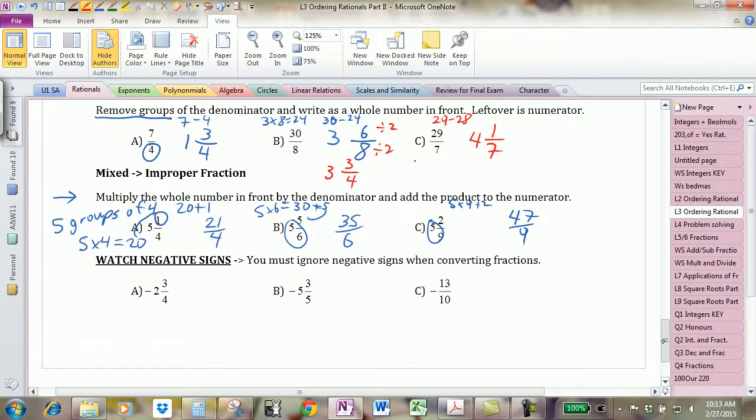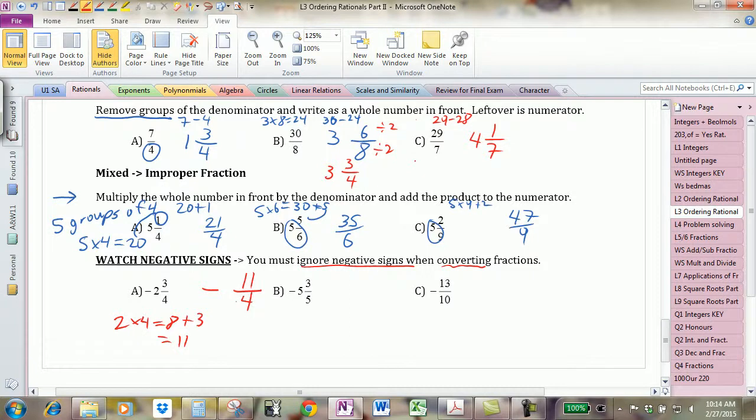Watch negative signs. So when you're converting, you must ignore negative signs when converting. It's just the overall value of the fraction. It has nothing to do with converting. So when we're converting this guy, I only focus on what I just circled. I want to ignore the negative sign. So I'll start with a negative sign, but I won't do any math with it. So I will simply go positive 2 times 4 equals 8. 8 plus positive 3 equals 11. No negative signs are involved. Okay, so you ignore them when you're converting.